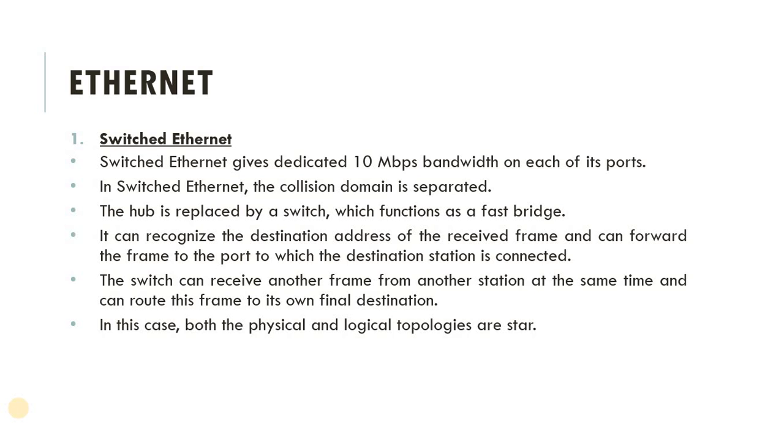In switched Ethernet, the collision domain is separated. The hub is replaced by a switch, which functions as a fast bridge. It can recognize the destination address of the received frame and can forward the frame to the port to which the destination station is connected. The switch can receive another frame from another station at the same time and can route this frame to its own final destination. In this case, both physical and logical topologies are star. So in switched Ethernet, the main thing we need to remember is its speed or bandwidth, and here the bandwidth is 10 Mbps.